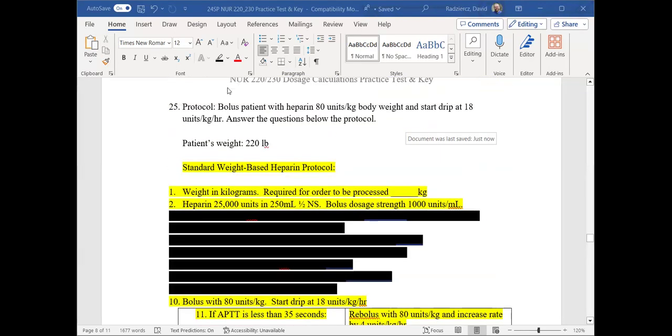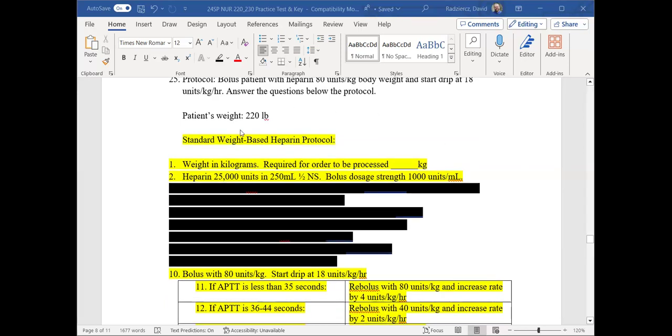So we look at the protocol, or most likely what we could refer to as the order. The order says to bolus the patient with heparin 80 units per kilogram body weight and to start a drip at 18 units per kilogram per hour. Okay. The 80 units per kilogram body weight and the 18 units per kilogram per hour is why we have to convert the patient's weight in pounds to kilograms. Then we have to convert the units per kilogram to just units, and then we have to convert units to milliliters. And that's kind of like the flow that we're going for in the heparin protocol.